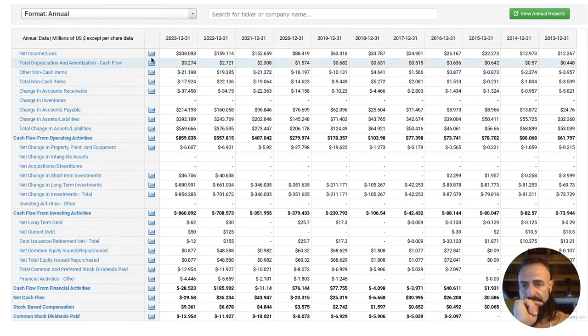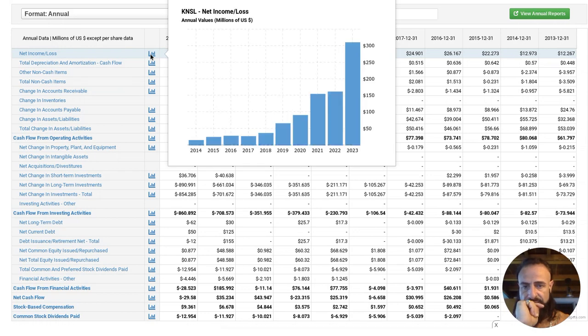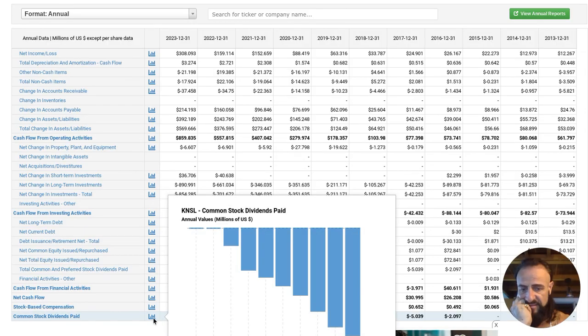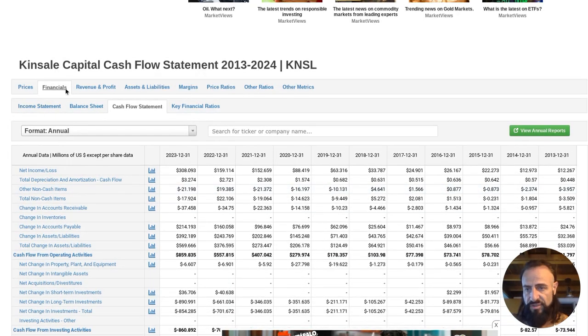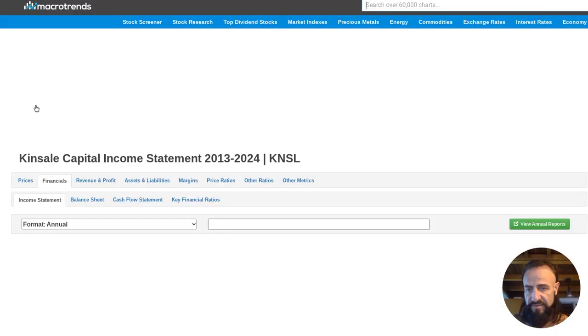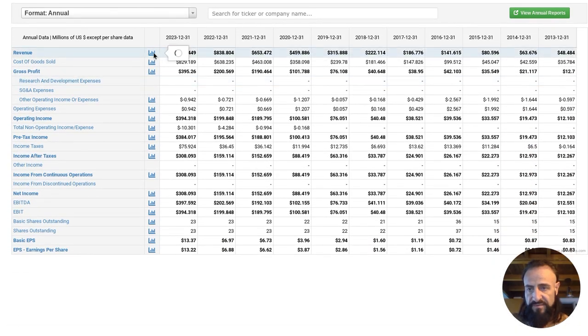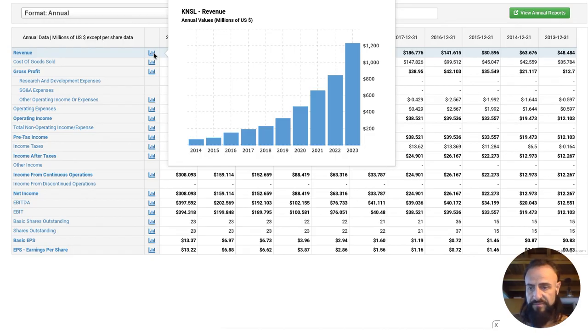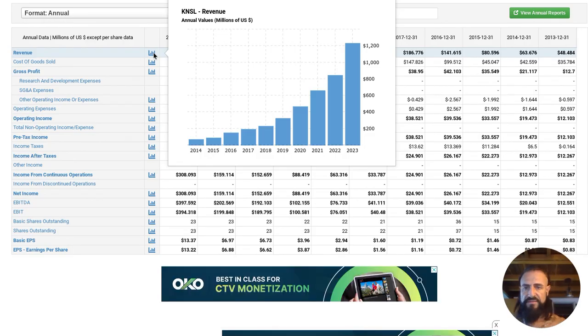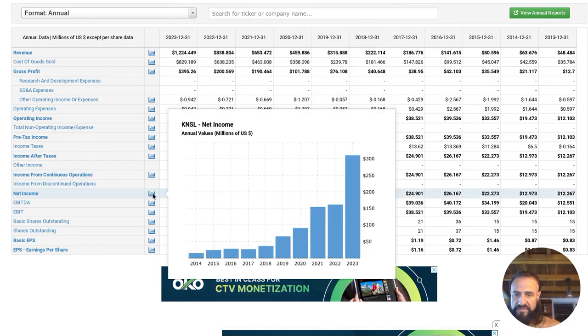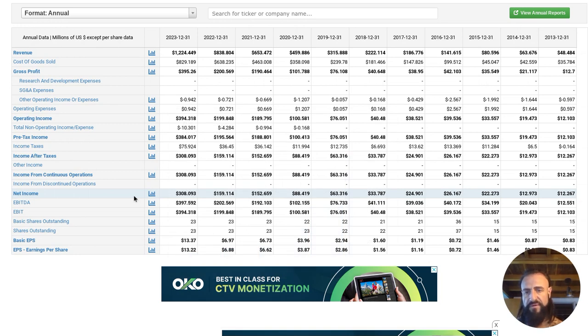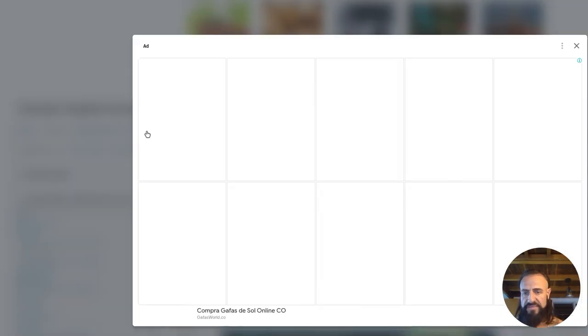This is your cash flow, net income, nicely going up. The company pays a dividend, a growing dividend. I like, so far so good. Let's see the income statement. Nicely growing revenue. Really nice revenue. The net income that they made was 300 million in 2023 on a revenue of about 1.2 billion. Nice. I like what I'm seeing.